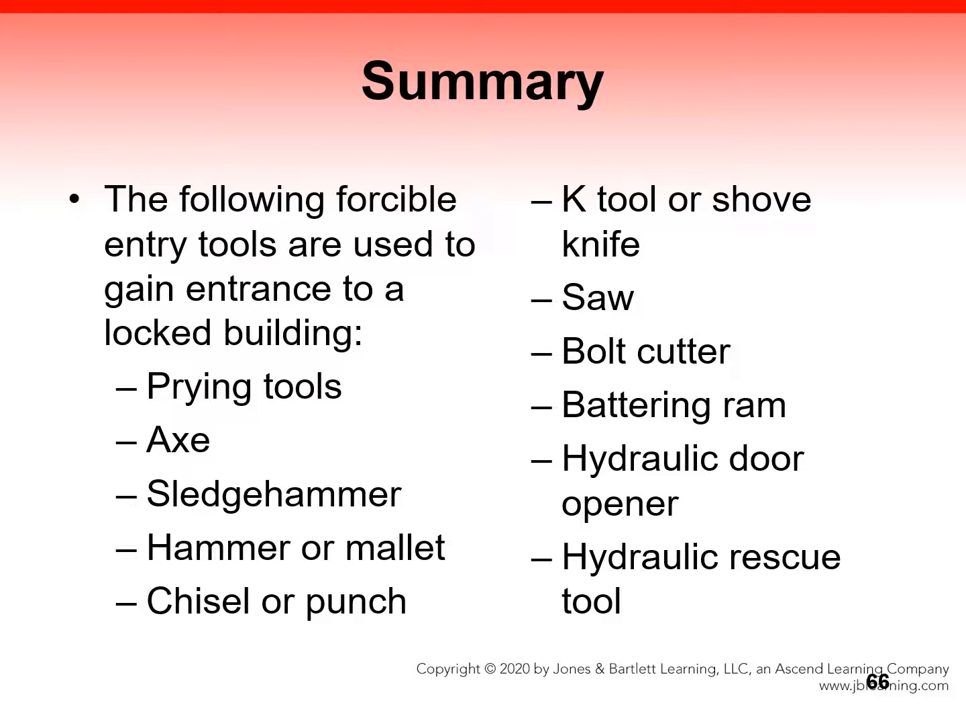A saw can cut openings through obstacles, including doors, walls, fences, gates, security bars, and other barriers. A bolt cutter is used to cut off padlocks or cut through obstacles such as fences. A battering ram is used to breach walls.